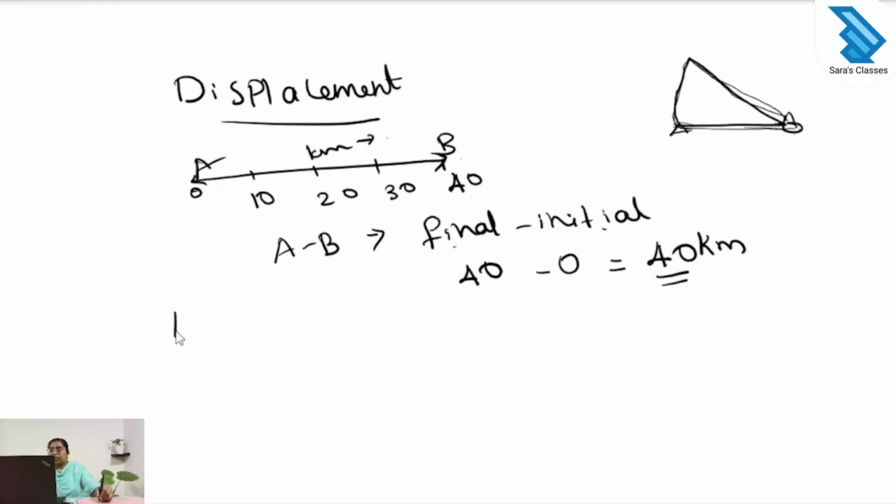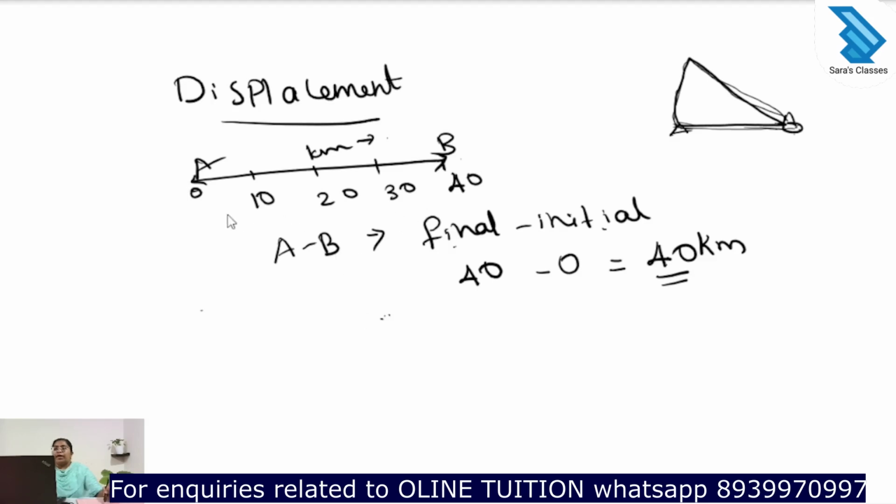Next we have to see the object moving from A to B and then back from B to A. In this case the object is starting from the origin, so the initial position is 0. And what is the final position? It has returned back to the point A itself, so we can write it as 0.